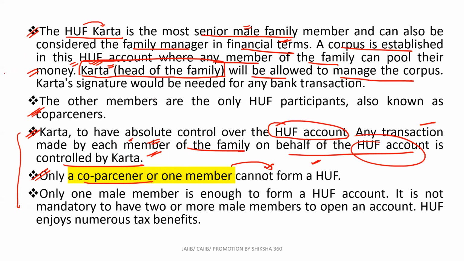For example, A is the Karta, the male member, and B is the wife of A. And here is one more person, C, the son, or D, the daughter. In this way, a HUF is formed. If they do not want to include their daughter, they will remove her. So three persons is the minimum for it to be formed in this way.